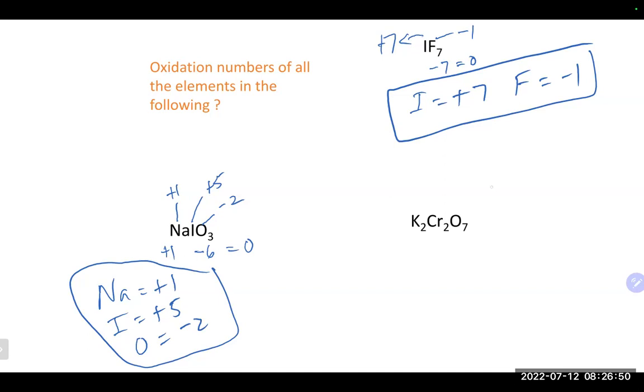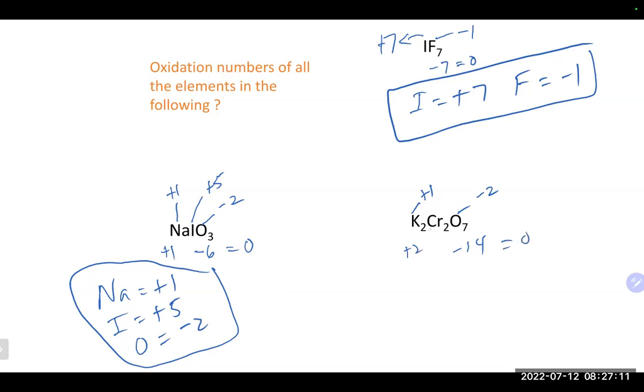Bottom here, we've got some potassium dichromate. Once again, I'm going to start at the oxygen side, and that's going to be -2. There's 7 of them, which gives us a -14 overall charge. Going to the other side, we have potassium, which is +1, and there are 2 of them, which gives us a +2 charge. Overall, it does need to equal 0.